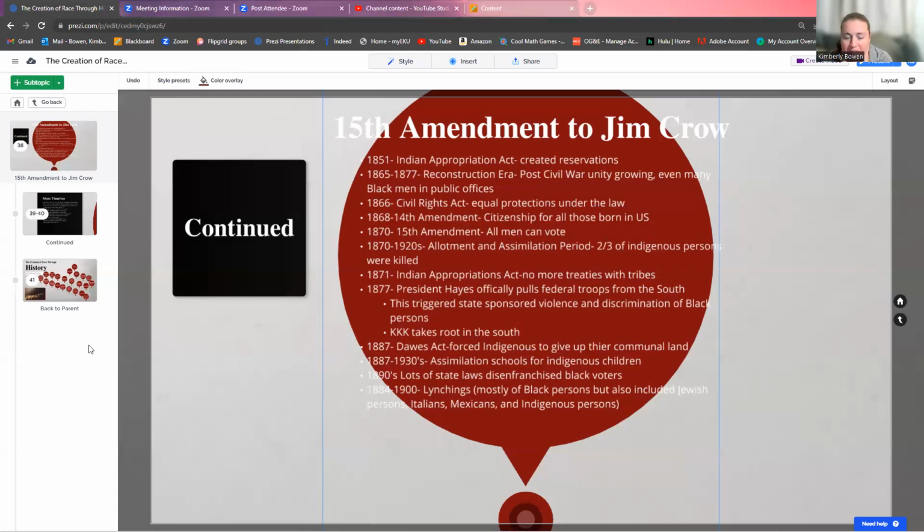In 1870 through 1920s, the allotment and assimilation period, where again, 2/3 of any indigenous persons were killed, and then the rest were relocated. In 1871, we already talked about this. In 1877, President Hayes officially pulls federal troops from the South. This triggers state-sponsored violence and discrimination of Black persons.